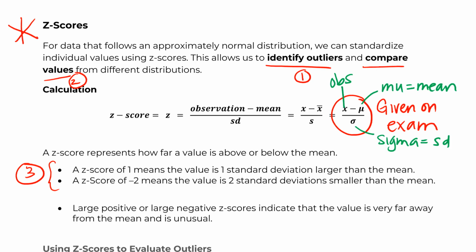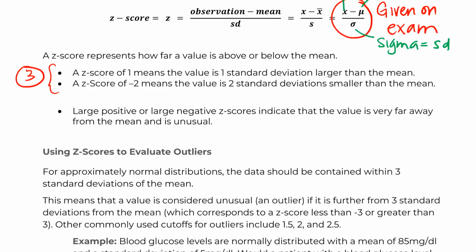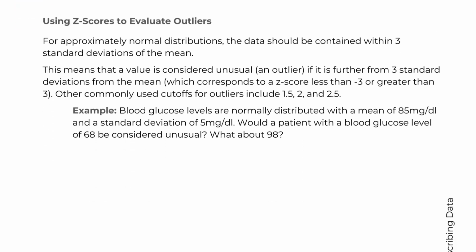So, as I said, a z-score represents how far above or below the mean we are, and it technically means how many standard deviations away we are. So we're going to figure out how far away it is, and then divide by standard deviation, so we can say it's 2 standard deviations above the mean, or 2 standard deviations below the mean, depending on whether we have a positive or negative z-score. So if it's a really large z-score, that's sort of a hint that we're dealing with something unusual, which is why we can use it to evaluate outliers.